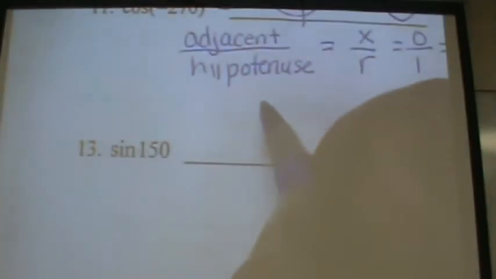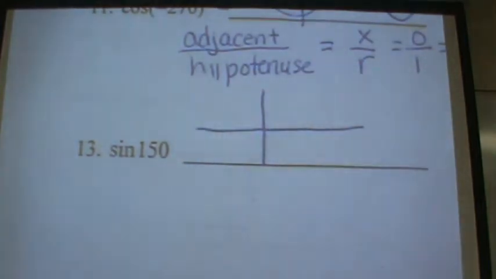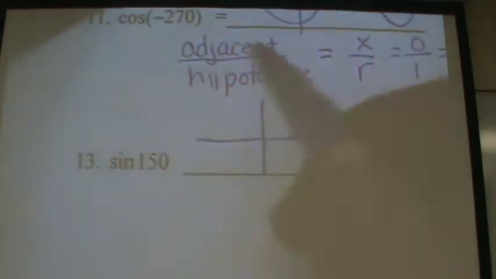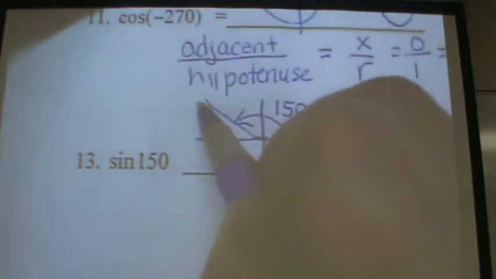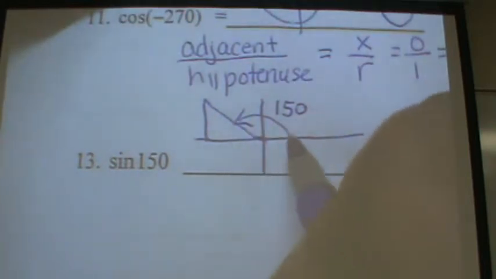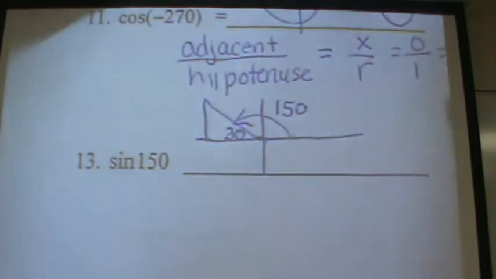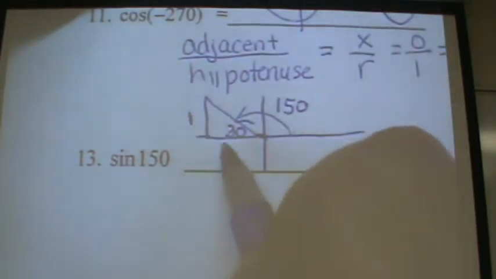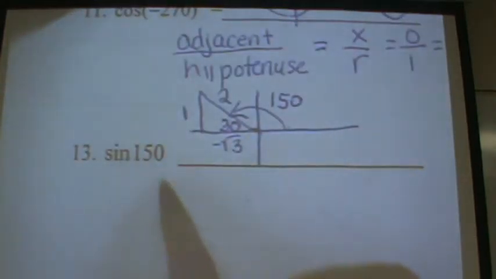Where's 150 degrees? Quadrant 1, 2, 3, or 4? 2. So from here to here is 150. I want this angle right here. From here to here is 150, and from here to here is 180, so this is 30. This side is 1, this is negative root 3, and this is 2. So what's the sine of 150 degrees? 1 over 2. Yep, 1 over 2.